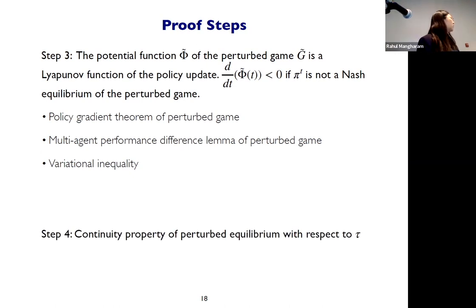And the last part is to show that based on all these ingredients, we can show that a perturbed equilibrium converges given the perturbation parameter, and the game has a continuity property that this perturbed game equilibrium is actually an epsilon equilibrium of the original game.